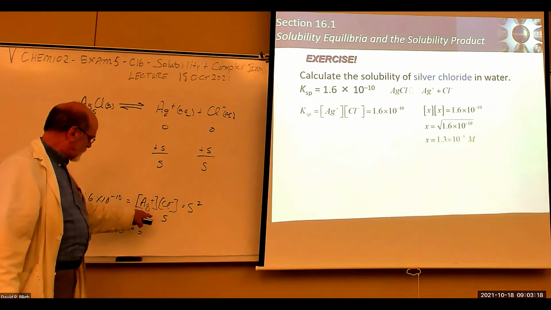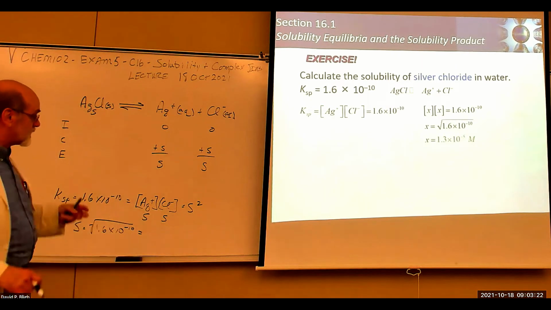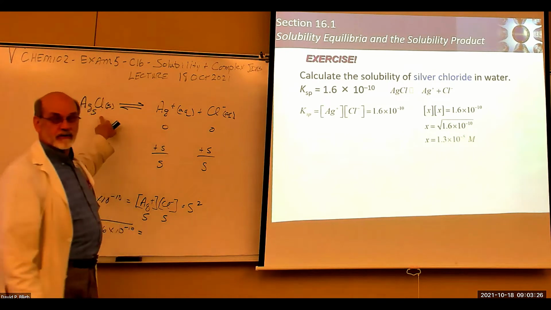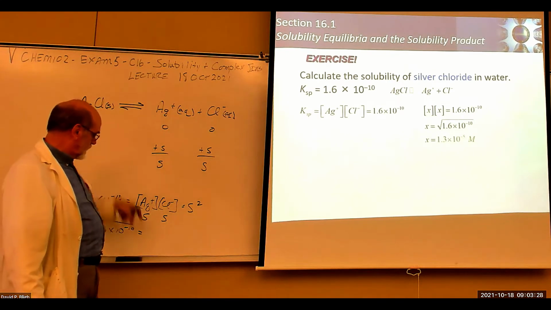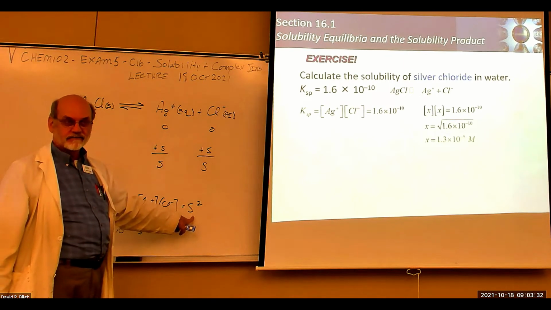Based on this value, we work back through our ice table. And you'll see a pattern emerges. When you have two ions produced from the solid, it's always solubility product equals S squared.